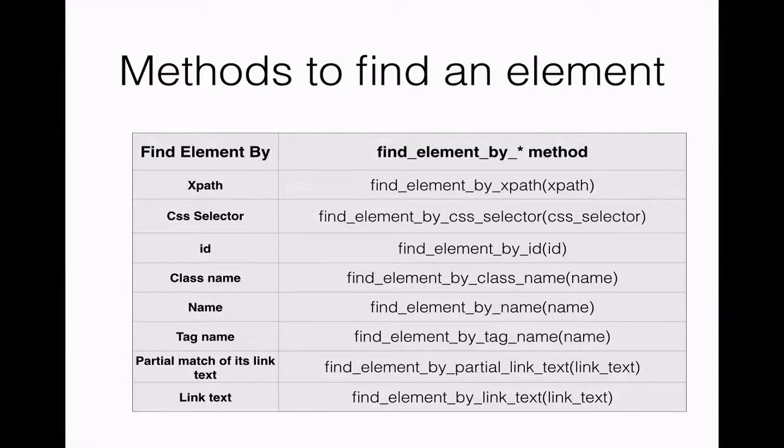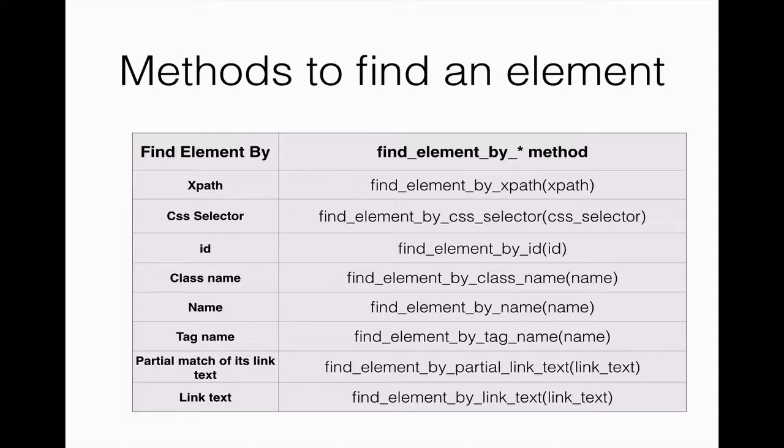The WebDriver API provides several methods to find an element or to find a group of elements. The list on the screen shows methods to find an element. You can find an element based on XPath, CSS selector, ID, class name, name, tag name, partial match of its linked text, or linked text. These methods return a web element.